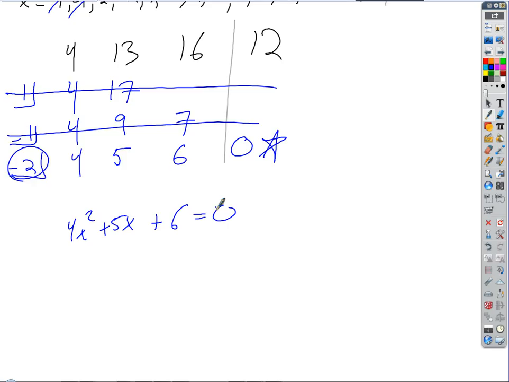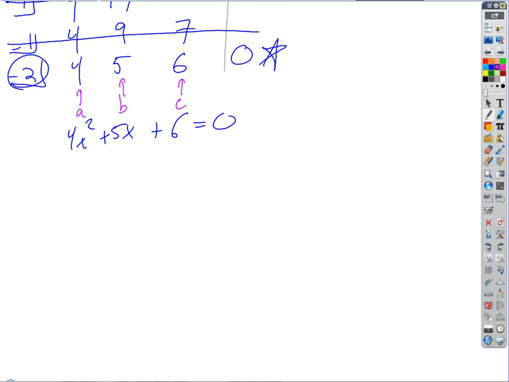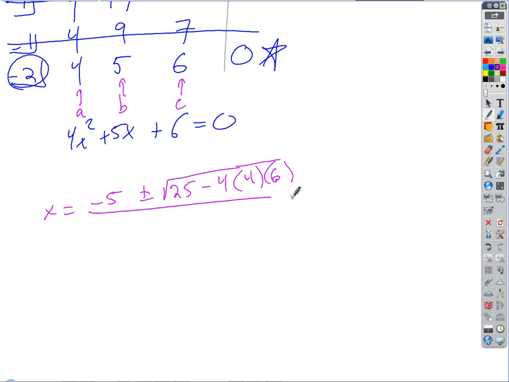Quadratic formula. Now, what are the values of a, b, and c? Good. A is 4, B is 5, and C is 6, right? They just come right out of our table. So now we can just plug those into the quadratic formula and see what we get. So x would equal -b plus or minus the square root of b squared, 25, right? Minus 4 times a times c, which is 6, right? All divided by 2 times 4 is 8.